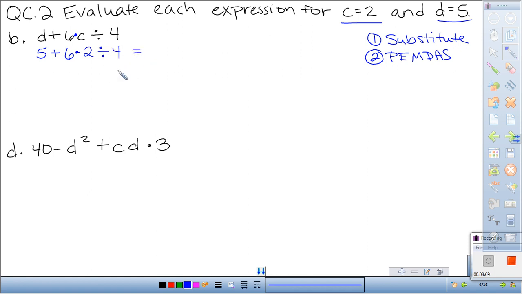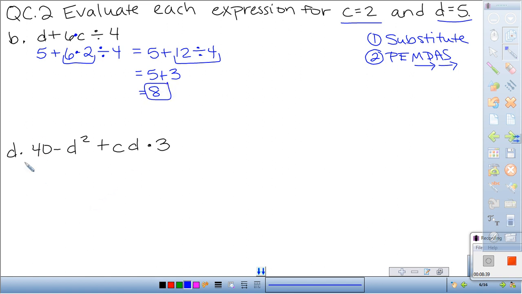And now we can apply PEMDAS. So according to PEMDAS, I need to do parentheses first, don't have any, and then exponents, again, don't have any. So we'll work our multiplication, division, left to right, and then addition, subtraction, left to right. So the first thing I get to is multiplication. 6 times 2 is 12, divided by 4. And then we need to divide. 12 divided by 4 is 3. And 5 plus 3 is 8.